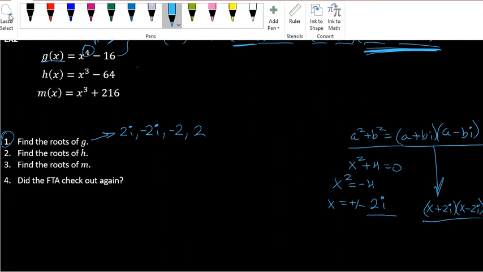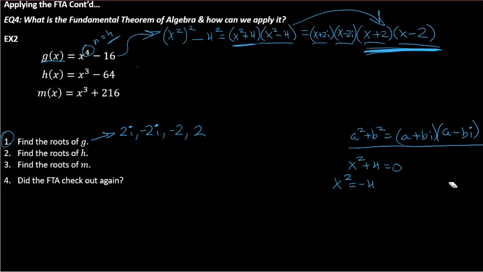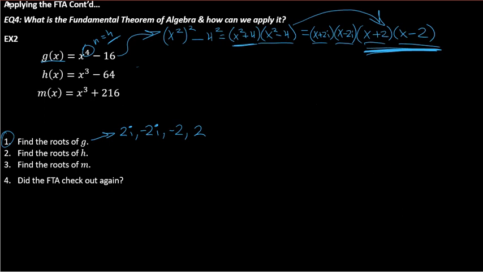Okay, let's do it again. Let me erase a little bit, give myself some room. Let's see. Find the roots of h. So here's h. This guy is obviously a difference of cubes, right? So I have a cubed minus b cubed. Okay, and I can factor that into a minus b times a squared.